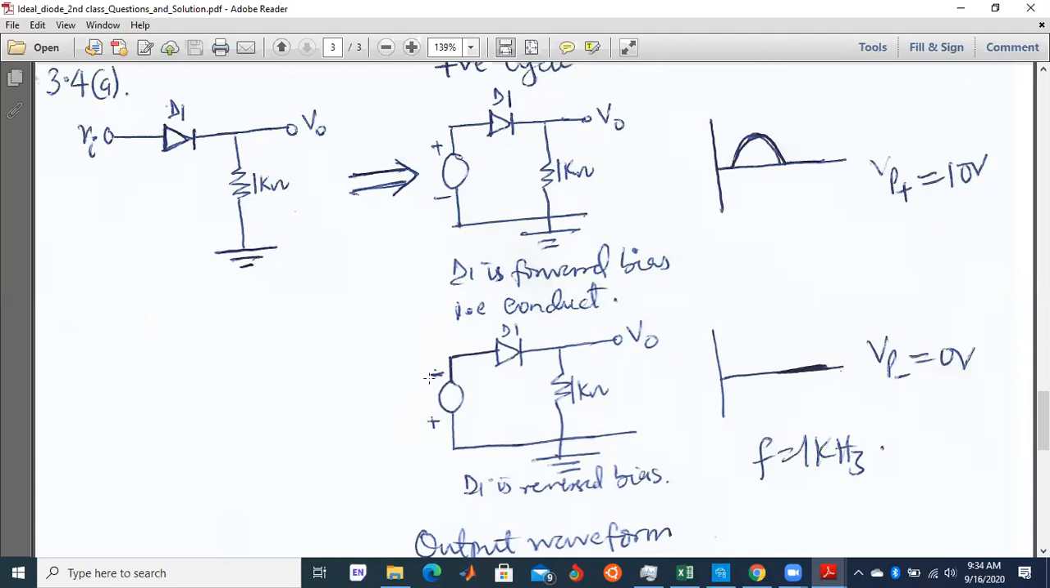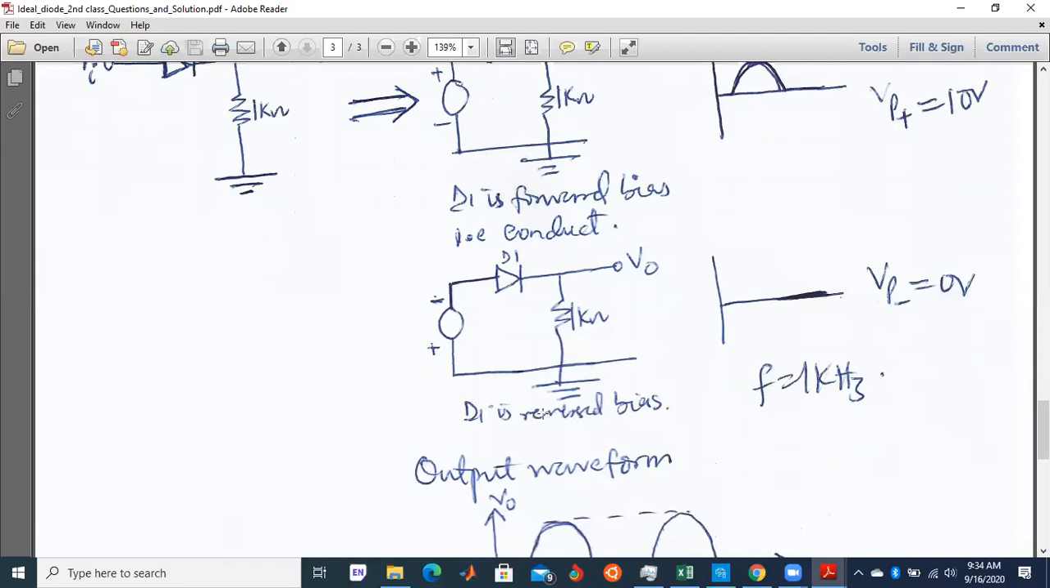You connect the negative terminal of the cell to the positive terminal of the diode, and the positive terminal of the cell to the negative terminal of the diode, such that this diode will now be in reverse bias from here. D1 in reverse bias. So when D1 is in reverse bias, what will happen to this one? It will be open circuit.